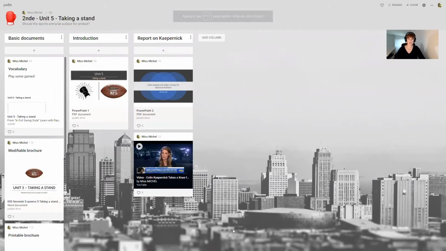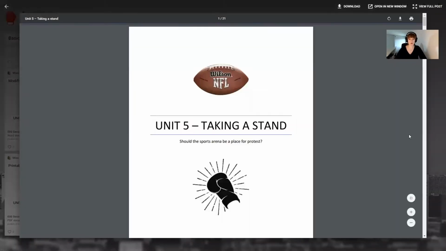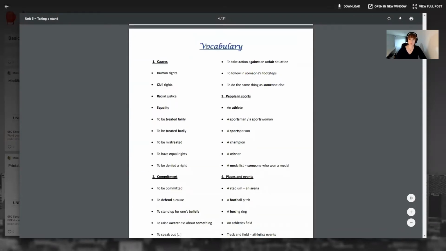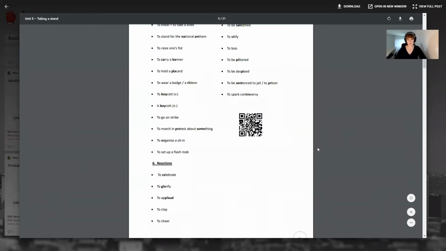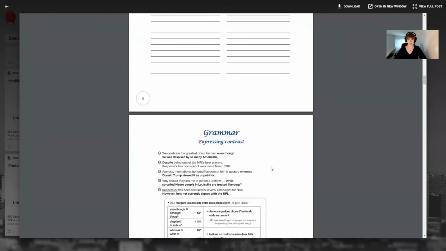Back to the Padlet. You also have two versions of the brochure. You have a modifiable version where you can type in on the computer, and you have a printable brochure if you want to print it and write with a pen. Both contain the same documents and look very similar. In the brochure, you have the vocabulary with the flashcode to access the Quizlet. You have some space for extra vocabulary.